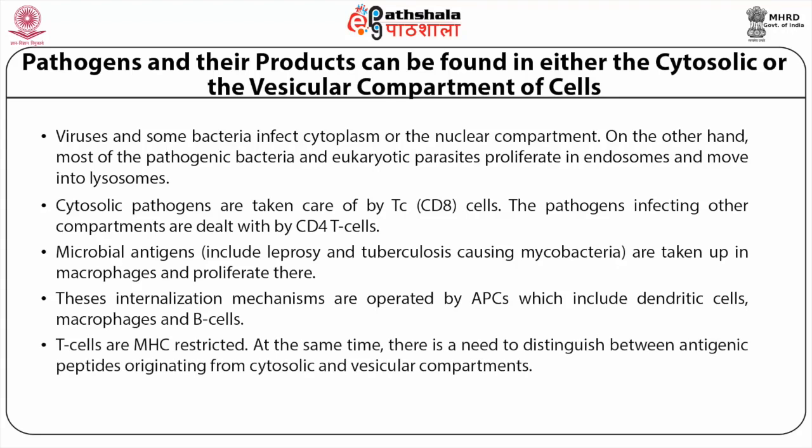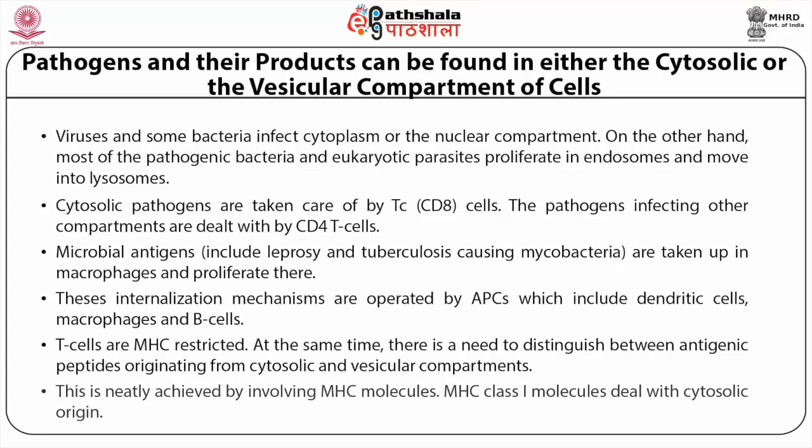T cells are MHC restricted. At the same time, there is a need to distinguish between antigenic peptides originating from cytosolic and vesicular compartments. This is neatly achieved by involving MHC molecules. MHC class 1 molecules deal with cytosolic origin. In turn, TC cells kill the presenting APC. MHC class 2 are associated with peptides sourced from vesicular systems and are dealt with by CD4 T cells.